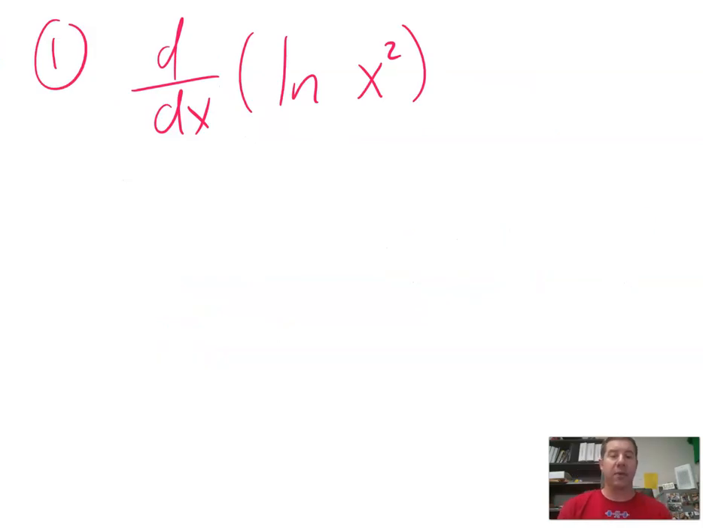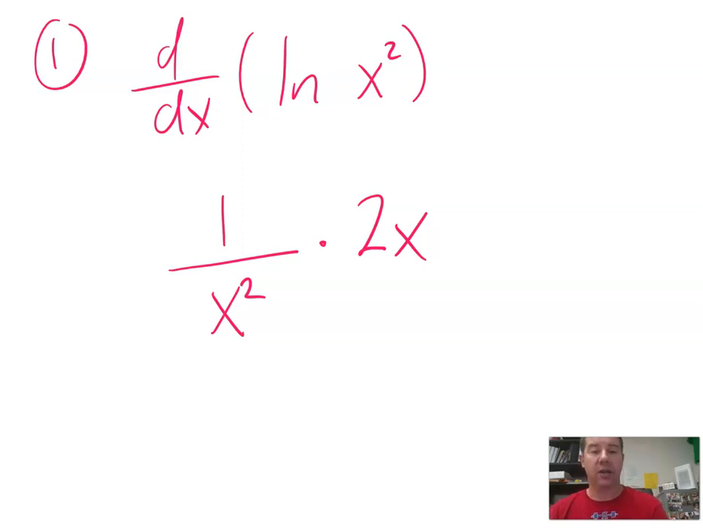Okay, so here's our first problem. We want to take the derivative of ln of x squared. So we said to do this, this is 1 over u, so 1 over x squared, times u prime. So take the derivative of the inside, doing my chain rule, 2x.